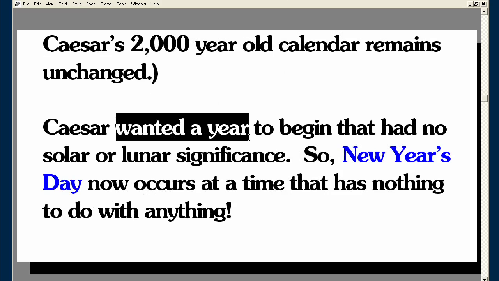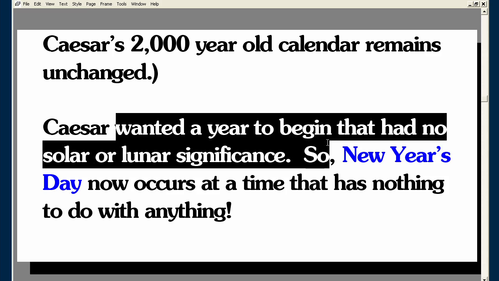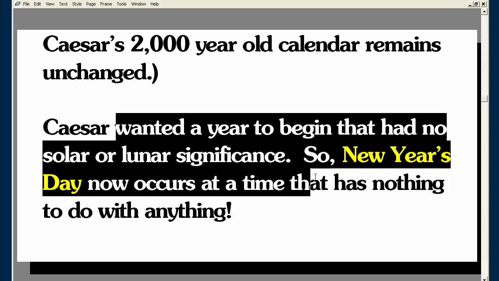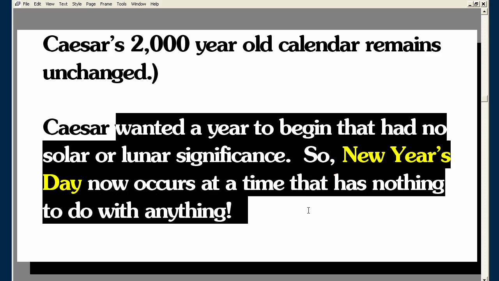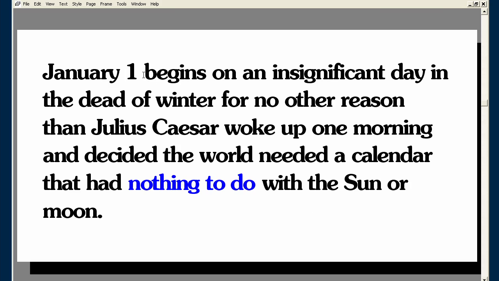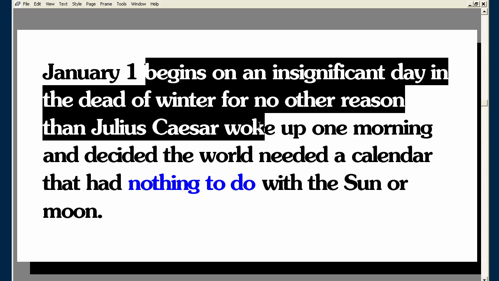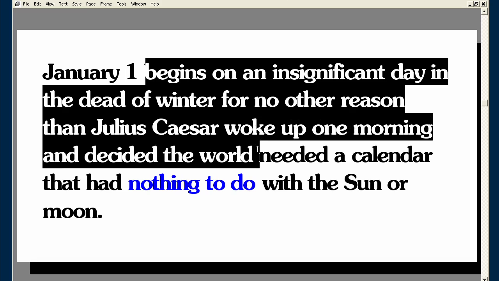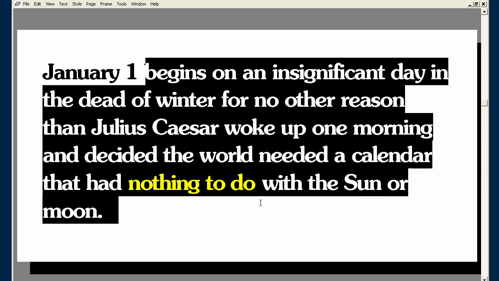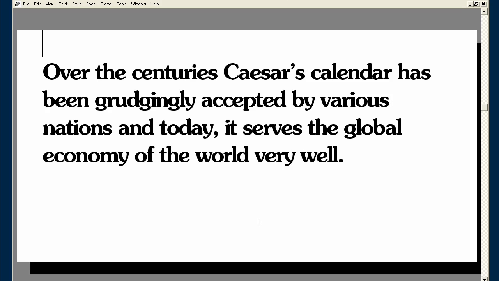Caesar wanted a year to begin that had no solar or lunar significance. So, today, New Year's Day occurs at a time that has nothing to do with anything. January 1 begins on an insignificant day in the dead of winter for no other reason than Julius Caesar woke up one morning and decided the world needed a calendar that had nothing to do with the sun or the moon.